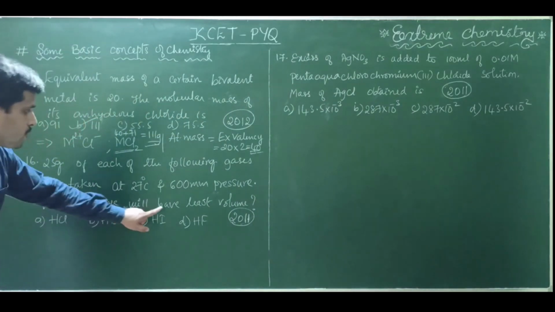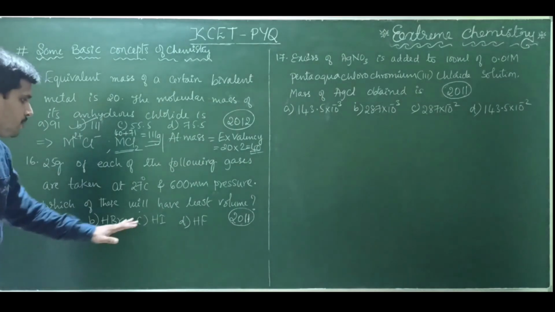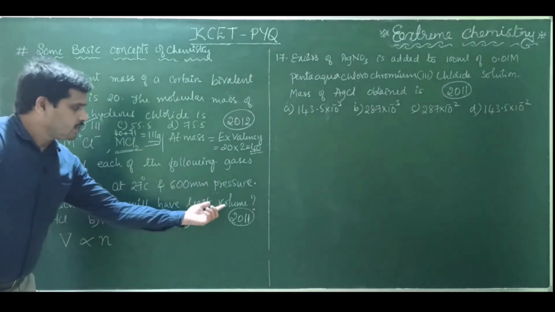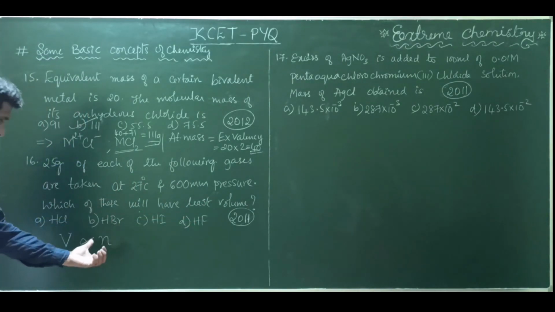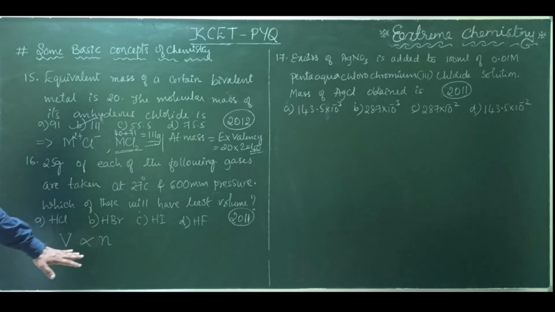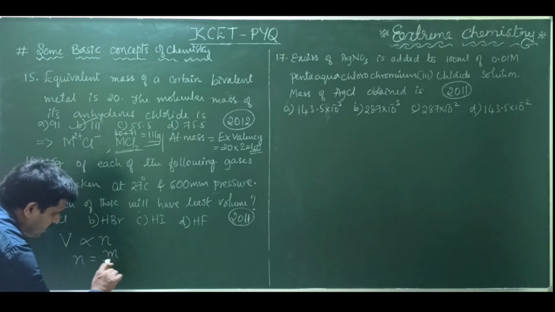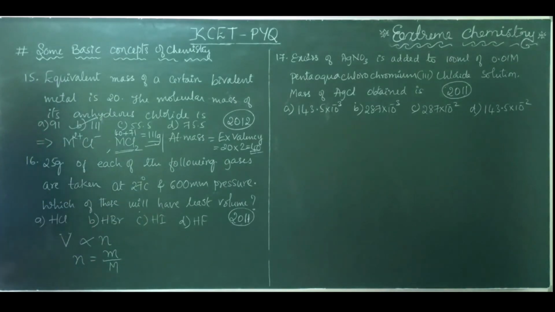Avogadro's law, isn't it? Because volume and the mass or pressure have to be related, you are supposed to know that the volume of a gas is directly proportional to the number of moles. So volume and number of moles have to be related, and we know that number of moles is equal to mass divided by molar mass. So there is only one way to find out the gas which has the least volume.